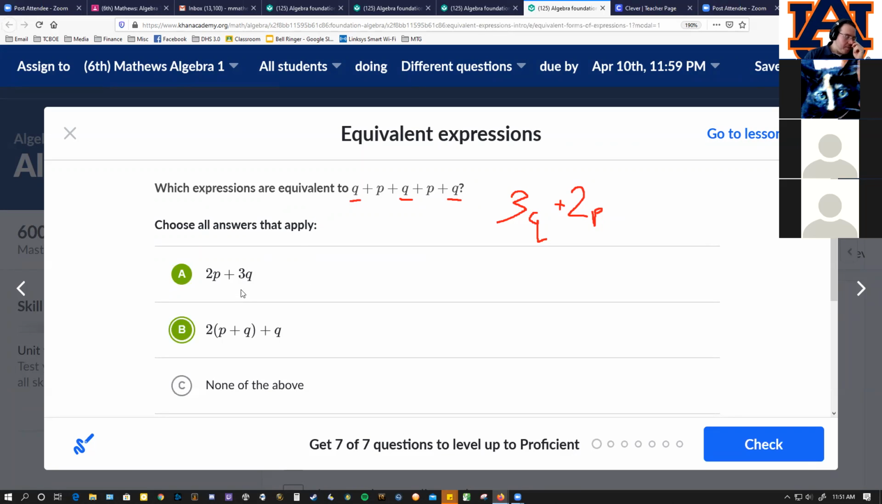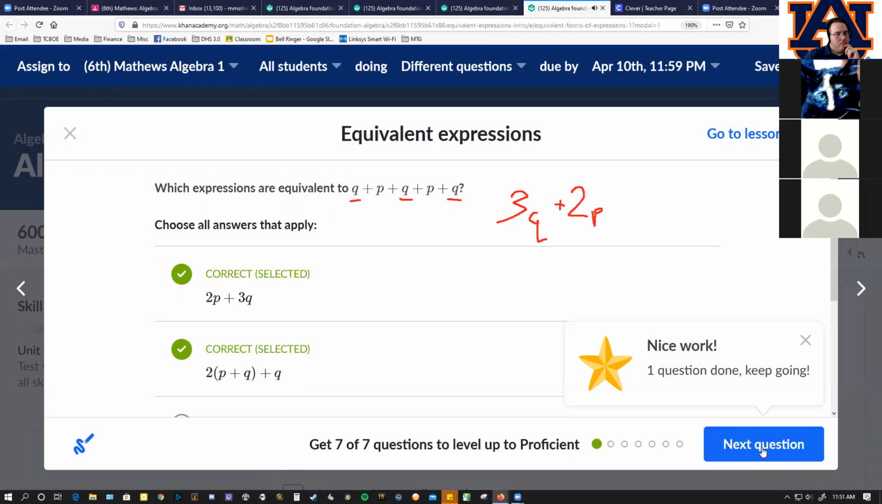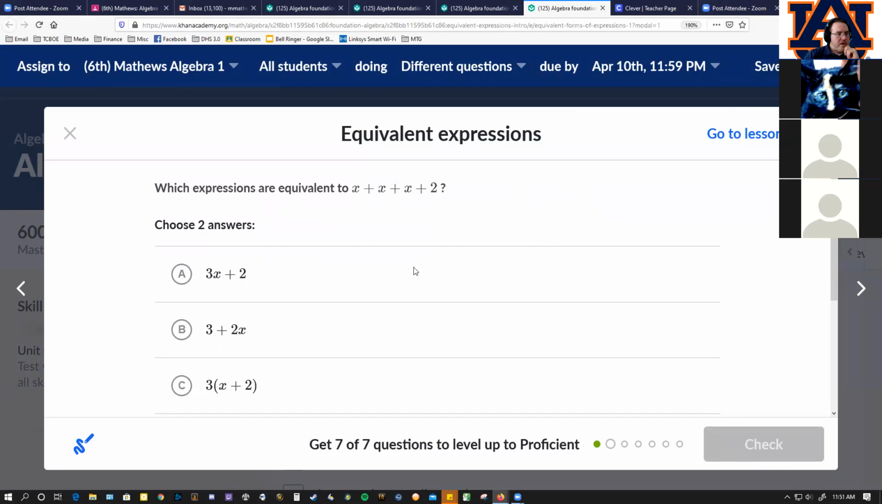It's not really less complicated, but they didn't say which one is the simplest form. They just said which expressions are equivalent. So yeah, I'd go with both. Okay, fair play to them. All right, last question of the day.